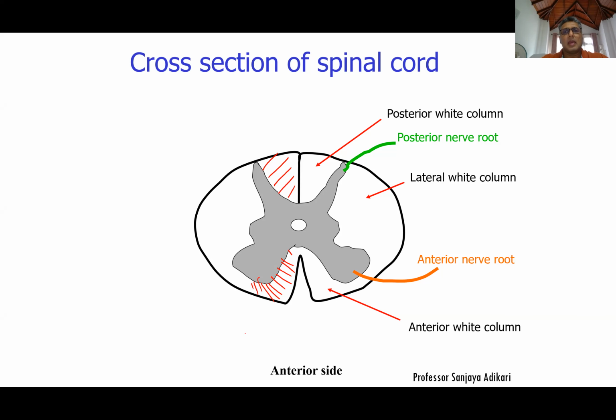Anterior white column. And in between the anterior nerve roots and the posterior nerve roots, you get the lateral white column. Later, when you learn the nerve tracts, you will see that certain nerve tracts pass in the posterior white column. Certain other nerve tracts will pass in the lateral white column, and the remaining ones pass in the anterior white column. For that purpose, remember that point as well.